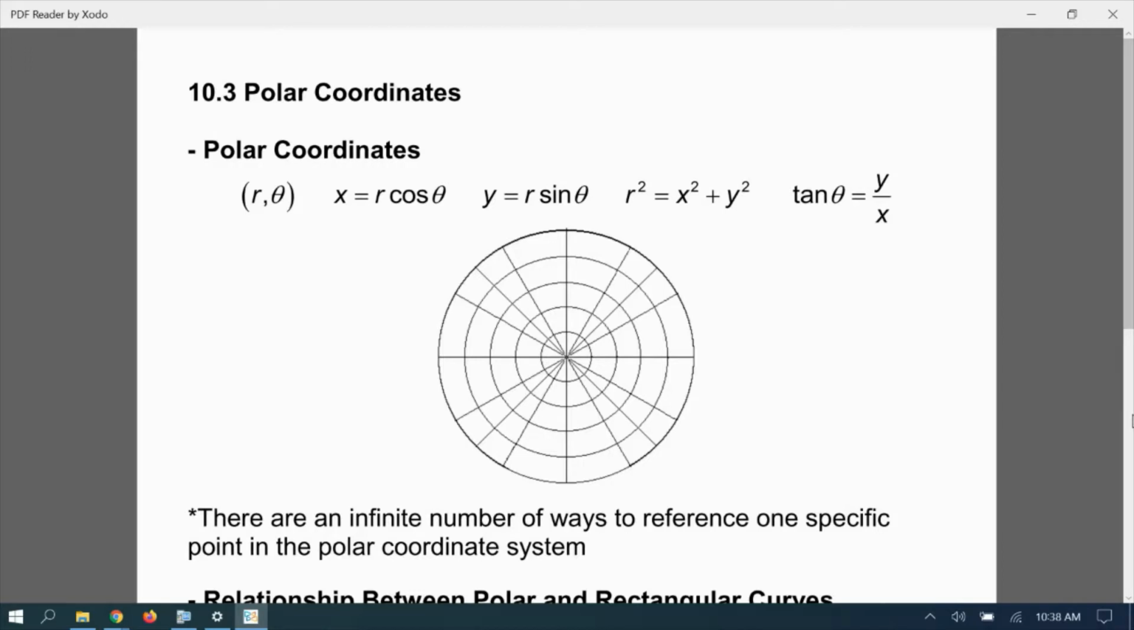For the relationships between rectangular coordinates and polar coordinates, x is equal to r cosine theta, and we can derive these very easily just by doing a little bit of trigonometry. y is r sine theta, and x squared plus y squared is equal to r squared. That's just the Pythagorean theorem. And then we can also get the relationship between x, y, and theta using tangent theta equals y over x.